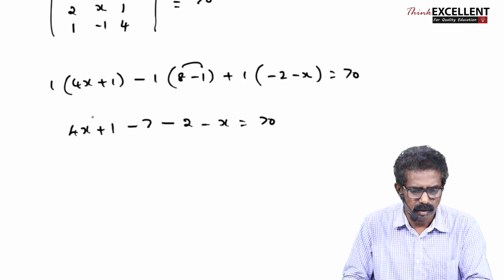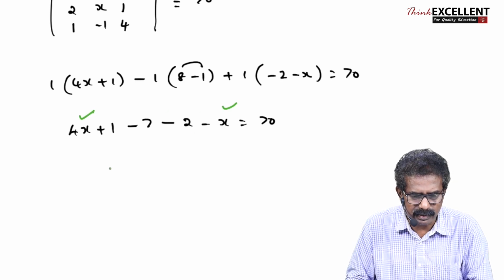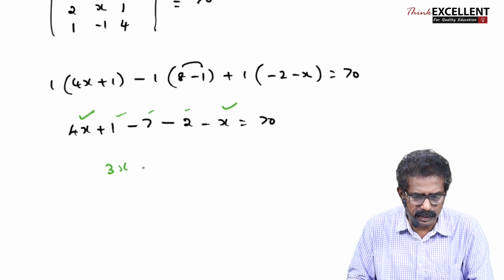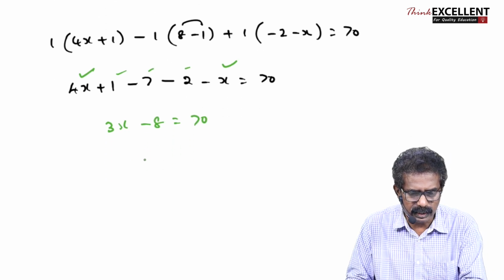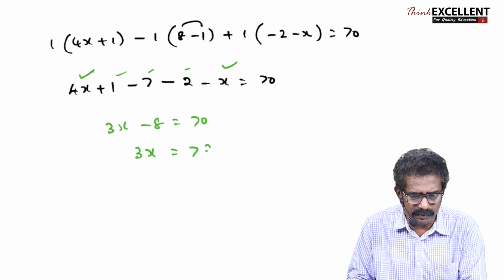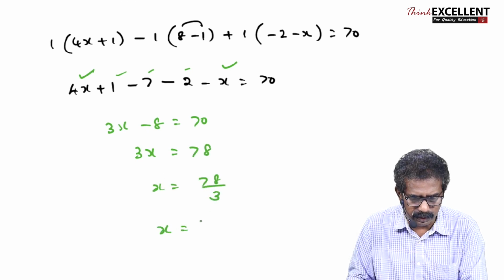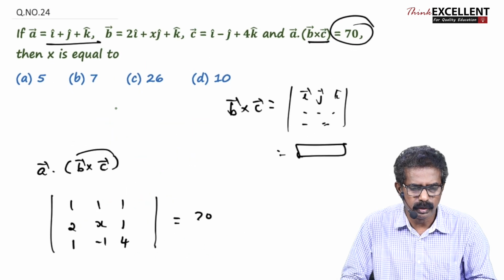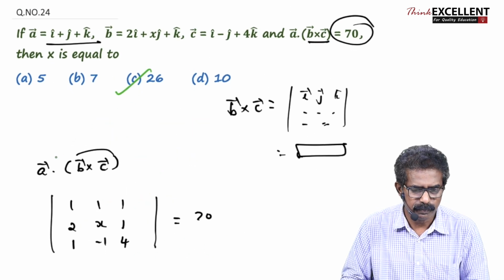Simplify this. 4x minus x, it is 3x. Then minus 6 minus 8 equal to 70. So 3x is equal to 70 plus 8, 78. X is equal to 78 by 3. Cancel, you are getting 26. So x value 26, that is option number C.